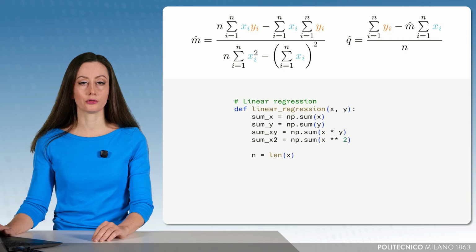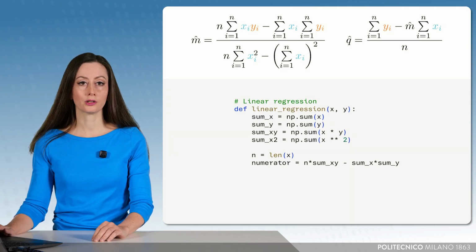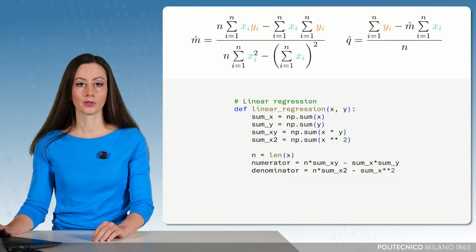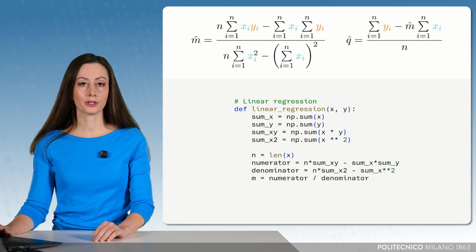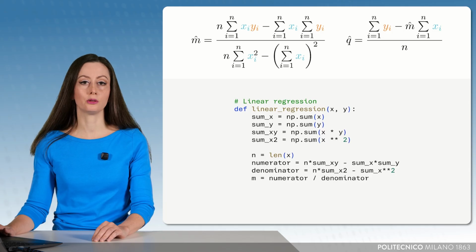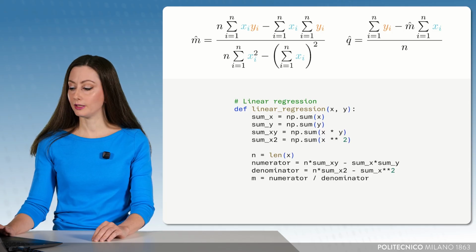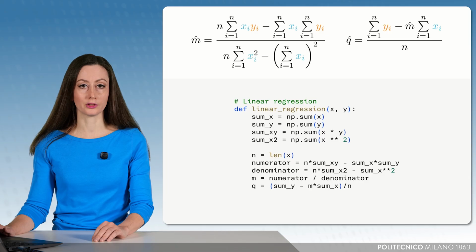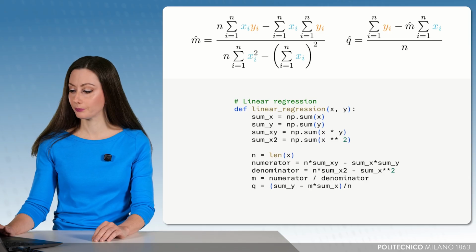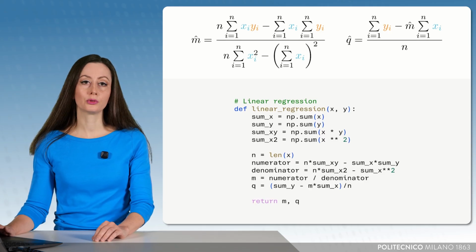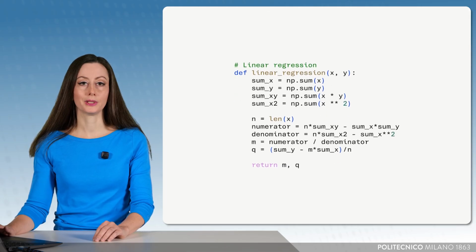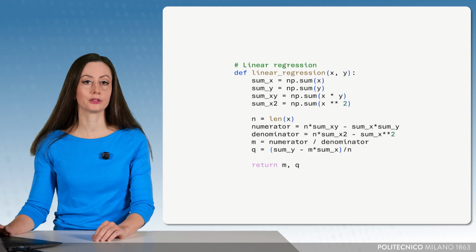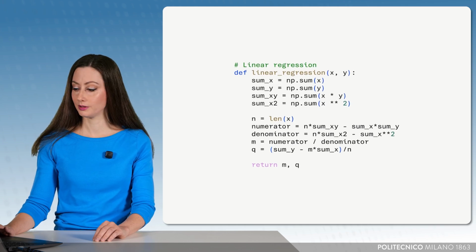First, we compute the number of points, that is, the length of x, then the numerator of the expression of m, then the denominator. Then we divide the numerator by the denominator to obtain a value of m. And finally, we calculate q, making use of the value of m that we just determined. This completes the computations of the regression coefficients. Great, so we have completed the necessary step for the implementation of the function.